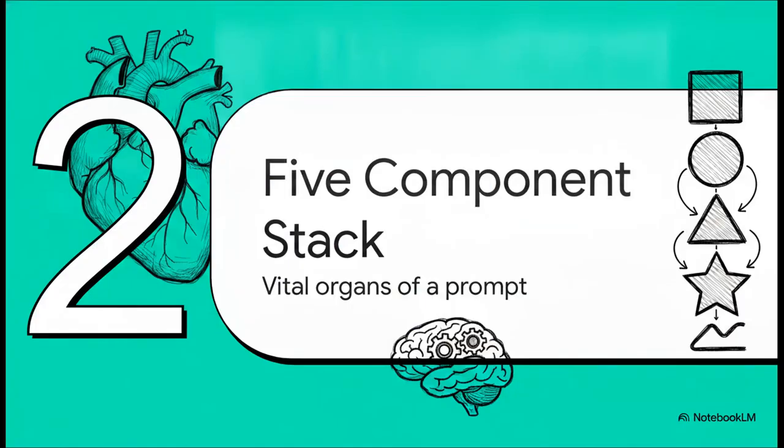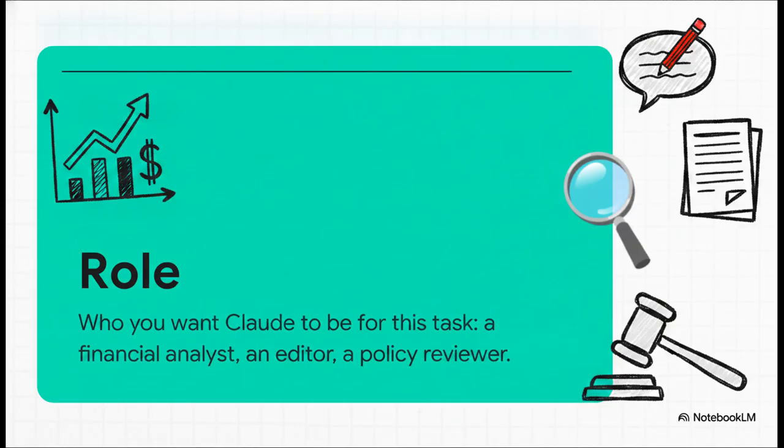Moving right along to section 2, the 5-component stack. Let's look at the vital organs of a strong prompt. All right, first up is the role. This is exactly who you want Claude to be for your specific task. Are you looking for a really sharp financial analyst, maybe a ruthless editor, or a super rigorous policy reviewer? By defining this component, you're establishing the entire foundation. It sets the specific vocabulary, the depth of knowledge, and the baseline assumptions that Claude is going to bring to the table. Basically, it sets the stage for everything else.